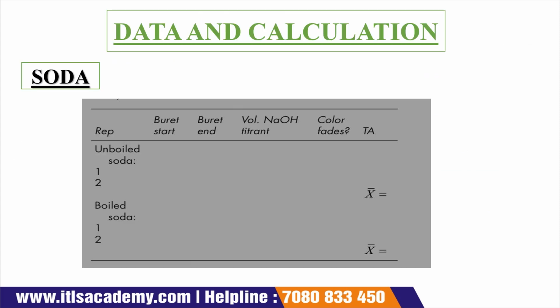Now the next one is data and calculation. So the first table is for soda. Here the first is your burette start, then burette end. Then with the help of this you can calculate the volume of NaOH, that is burette start minus burette end. Then here, color fade, yes or no. Then the first one is your unboiled soda. For unboiled soda we take 2 samples, and for boiled soda we take 2 samples, and with the help of this we take a mean of this. This is how we calculate the data for soda.